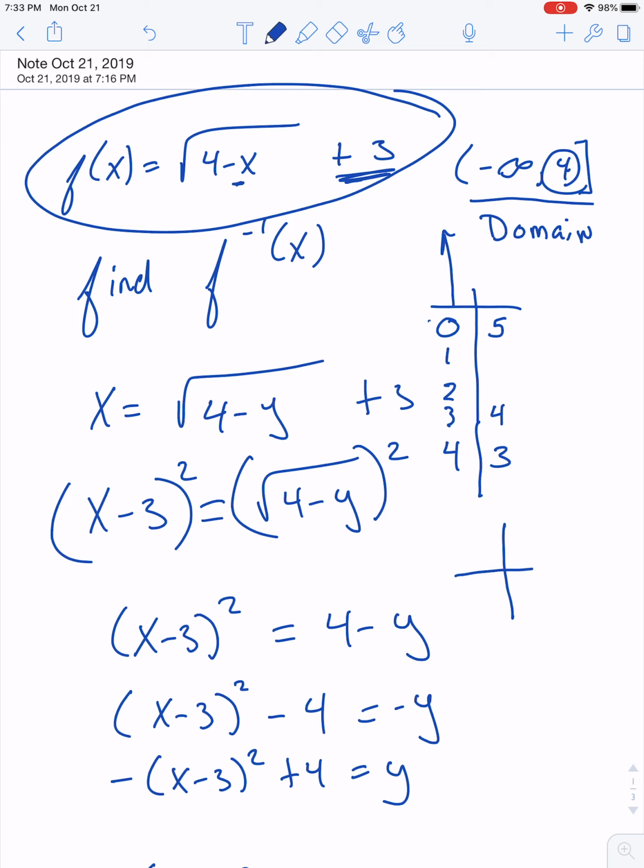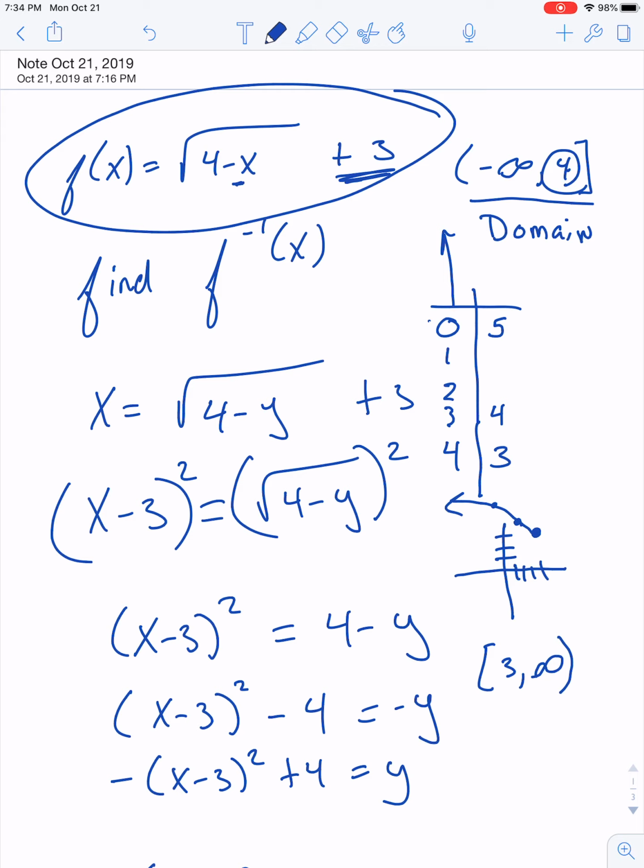So if I do a rough sketch, I can see that I've got the ordered pairs. My graph is starting at 3, and then we go over 3, up 4. Over 0, up 5. And you can see it's moving in that direction. So my range starts at 3 and goes to infinity.